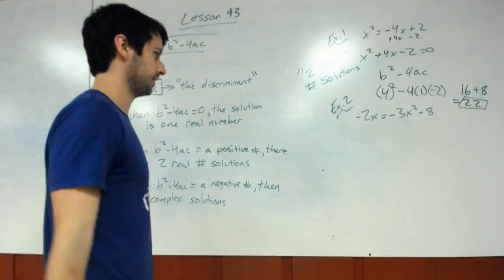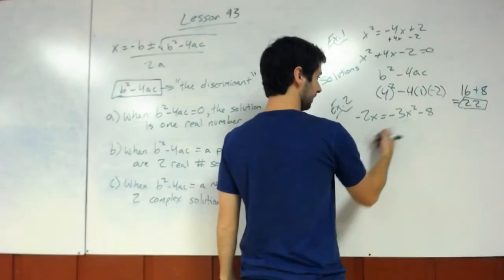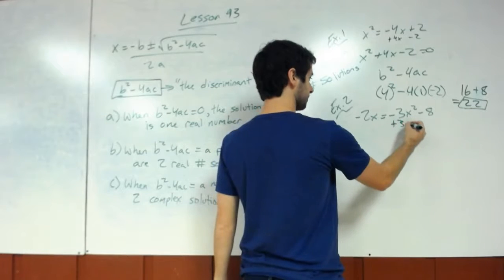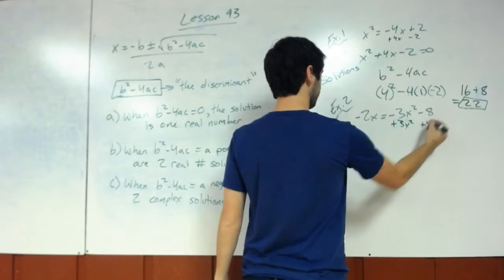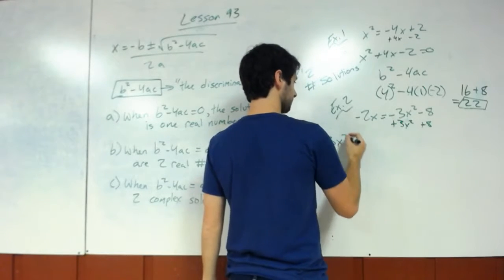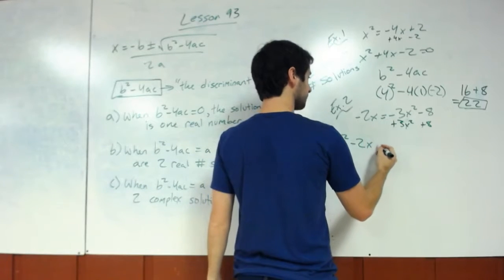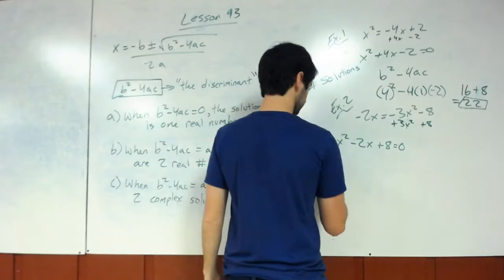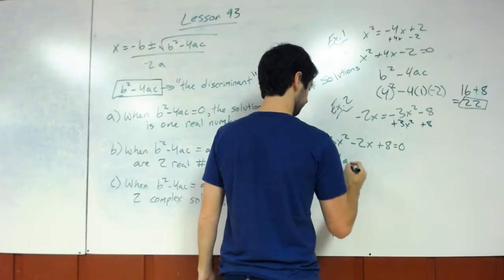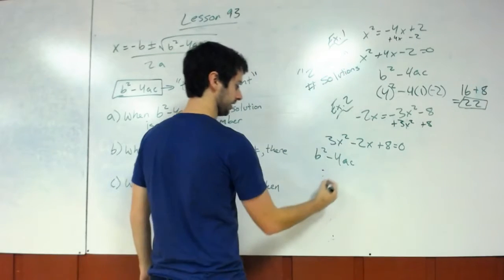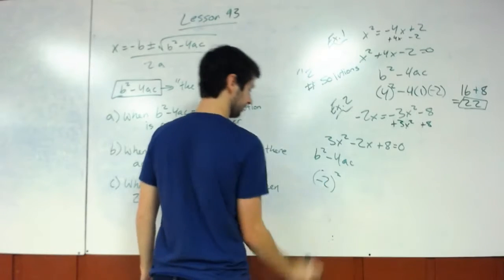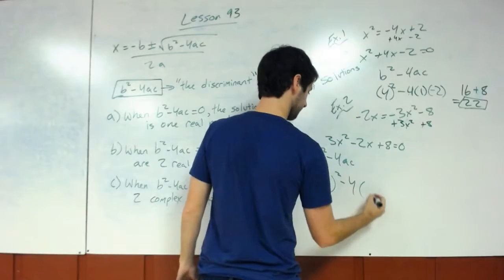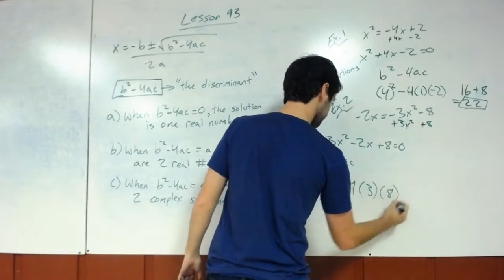So now let's look at example 2. We have to get all these on one side, so I'm going to add 3x squared. We want that positive. I'm going to add 8, so that gives me 3x squared minus 2x plus 8 equals 0. So in b squared minus 4ac, b is negative 2. Negative 2 squared minus 4 times a times c.